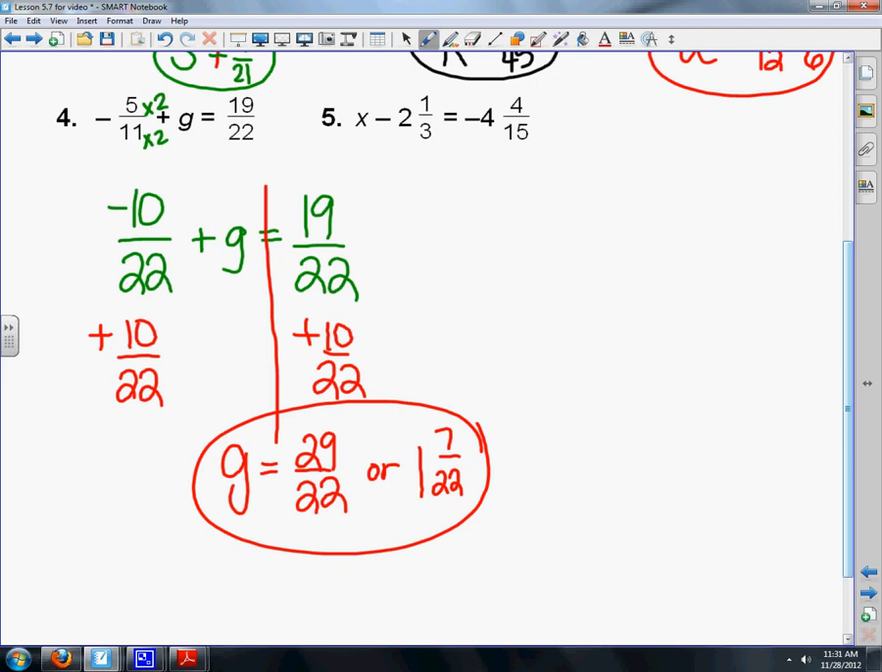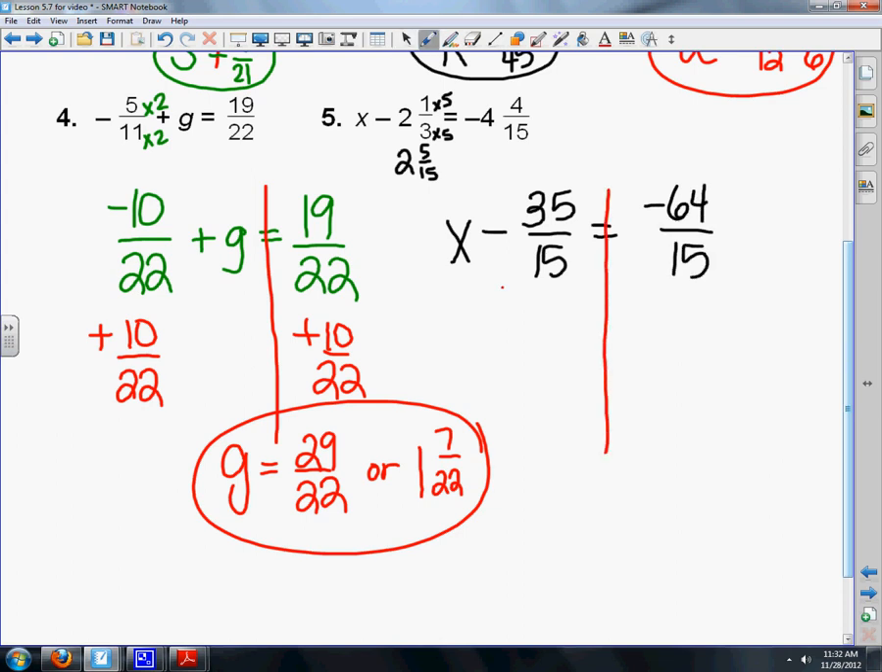All right, so number 5, I am going to make common denominator first. So that becomes 2 and 5/15. And then I'm going to change it into, just to make my life easier, you can still do it with the mixed numbers, but I just like to do the improper fractions. So this is 35, so I'm going to have x minus 35 over 15 equals negative 64 over 15. So then I draw my line, and I'm going to add 35 over 15 to both sides.